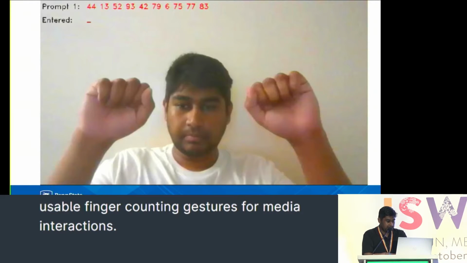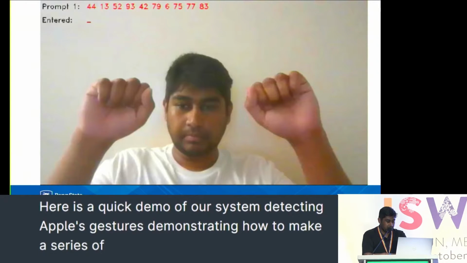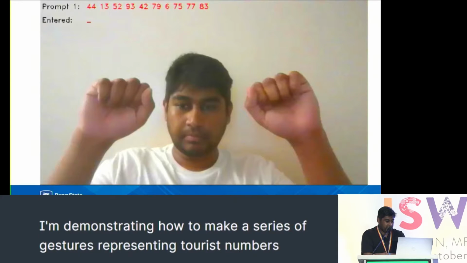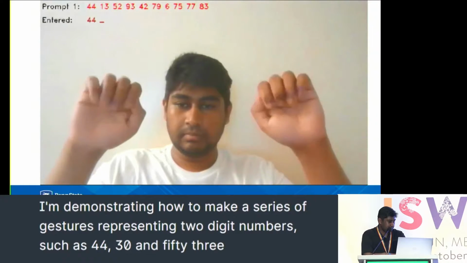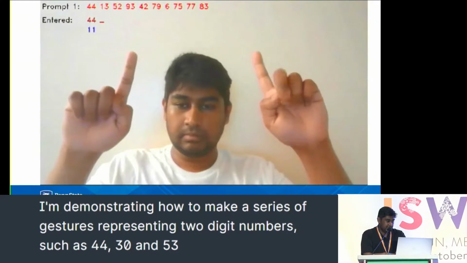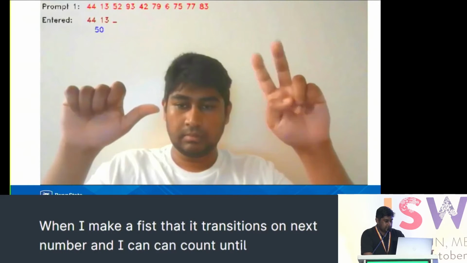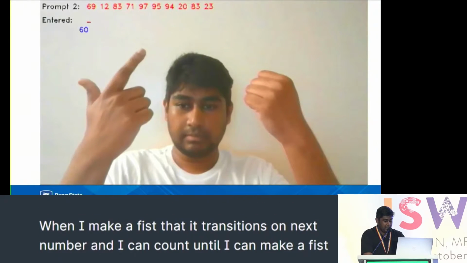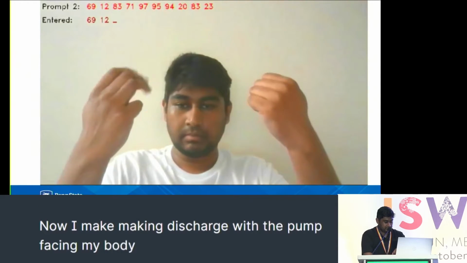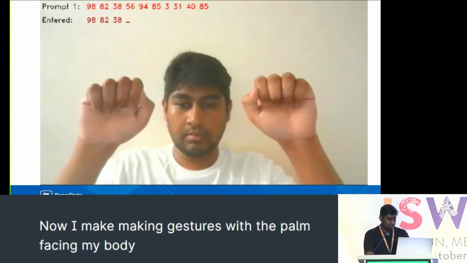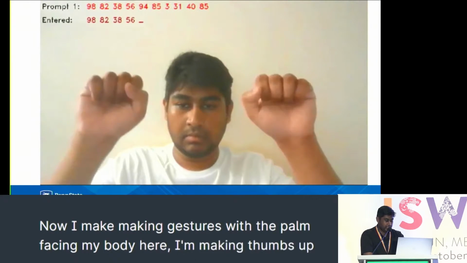Detecting abacus gestures. I'm demonstrating how to make a series of abacus gestures representing 2-digit numbers, such as 44, 13, and 53. When I make a fist, it transitions to the next number, and I can count on. Now I'm making gestures with the palm facing my body. Here I'm making a thumbs up as a mnemonic, orienting my hand for detection.